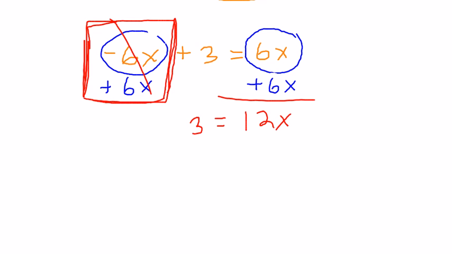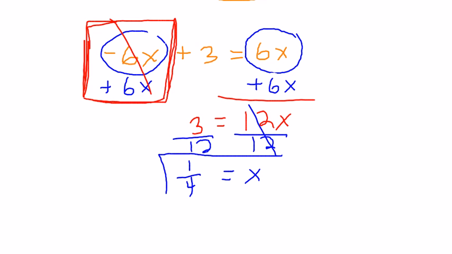And our last step would be to do the inverse of multiplication, right? Because on the right-hand side, I'm multiplying 12 times x. The opposite of multiplying by 12 would be dividing by 12 on each side. 12 divided by 12 is 1. So on the right-hand side, I'm left with x. And on the left-hand side, I'm left with 3 divided by 12, which, if I simplified that, I would get the fraction 1/4. And of course, you would then take this solution, 1/4, and plug it back into your original equation to check your work.